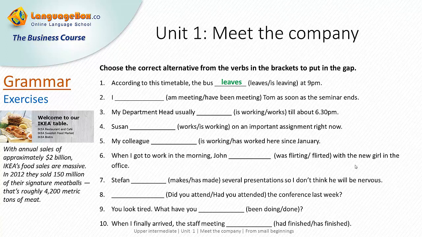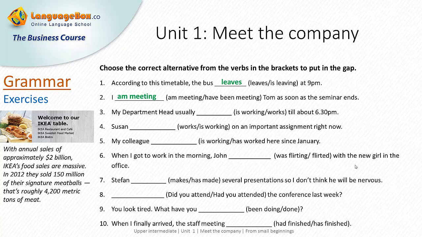So let's have a look at number 2. And we can see the end of our sentence is as soon as the seminar ends. So we know it's going to be a future. This is a future time phrase, as soon as the seminar ends. So the tense that we can use for arrangements in the future, if you remember, is the present continuous tense. So the correct option is I am meeting Tom as soon as the seminar ends.